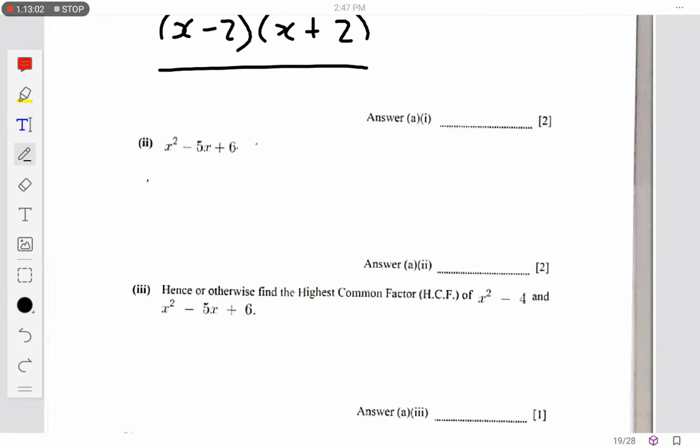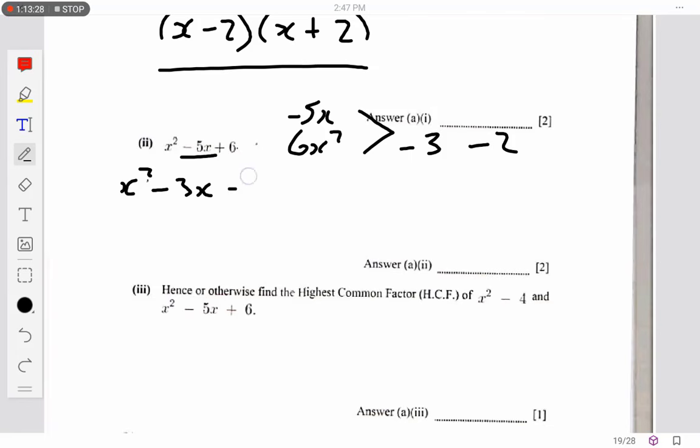Then the next one. I can try to find the factors that can go into this one. I want two numbers that, when I add, I get minus 5x, and when I multiply, I get 6x squared. The numbers I can think of are minus 3 and minus 2. So I rewrite this equation as x squared minus 3x minus 2x plus 6.